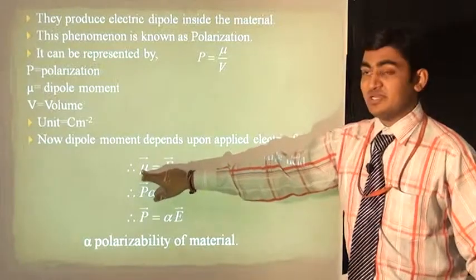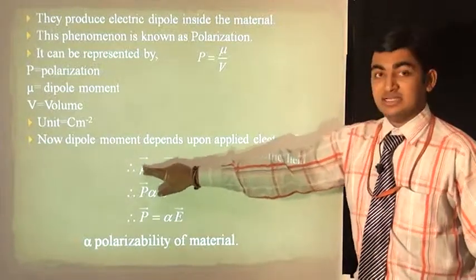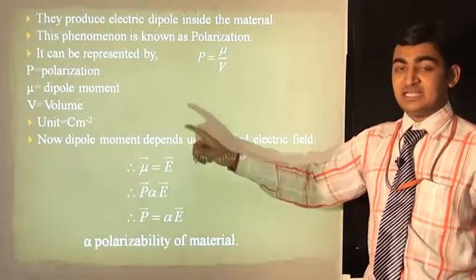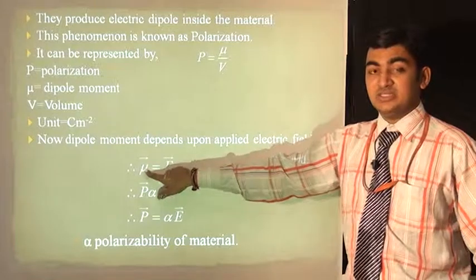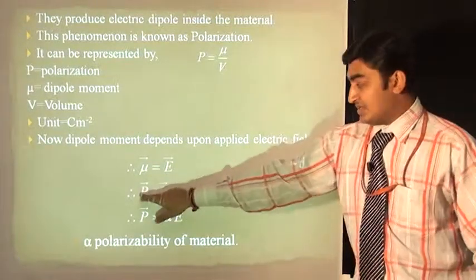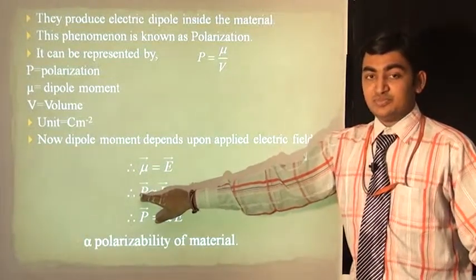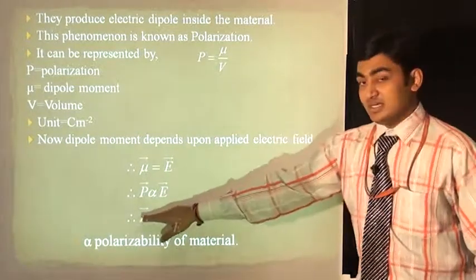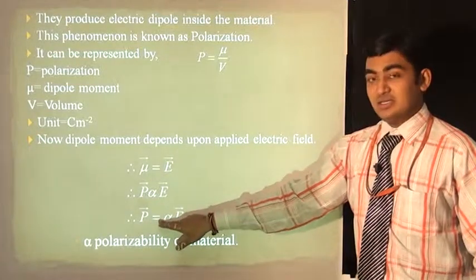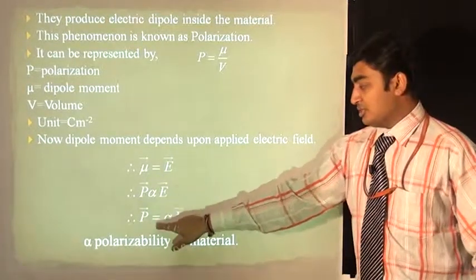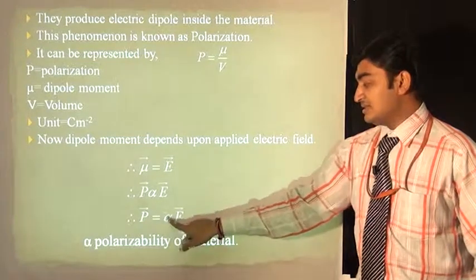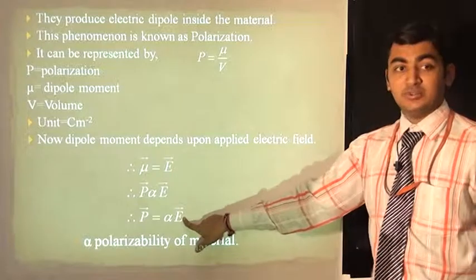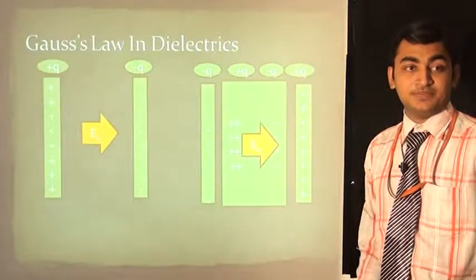Then the relation between dipole moment and electric field: dipole moment is directly proportional to the electric field. It means when we increase the electric field, the dipole moment will increase. It means charge separation will increase. Then the second relation is that polarization is directly proportional to the electric field. If we remove the proportionality symbol, then there is a constant which is called polarizability, alpha. So P = αE.